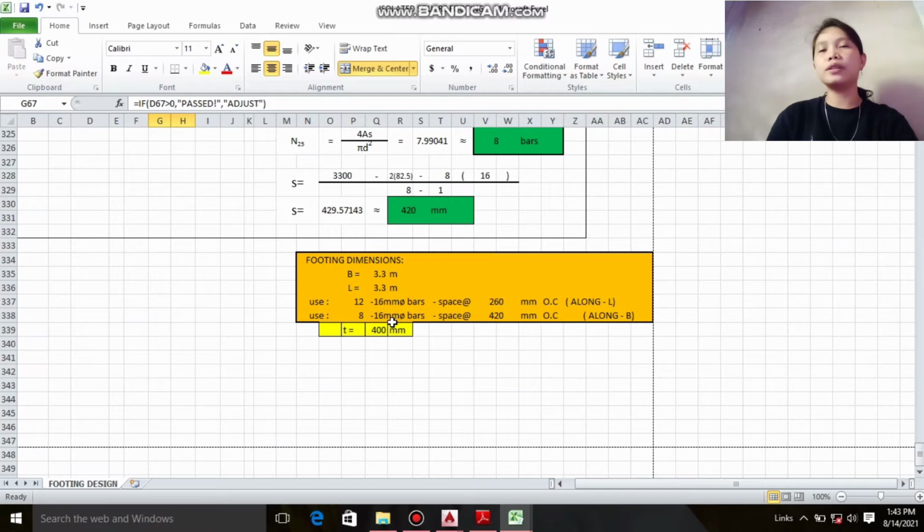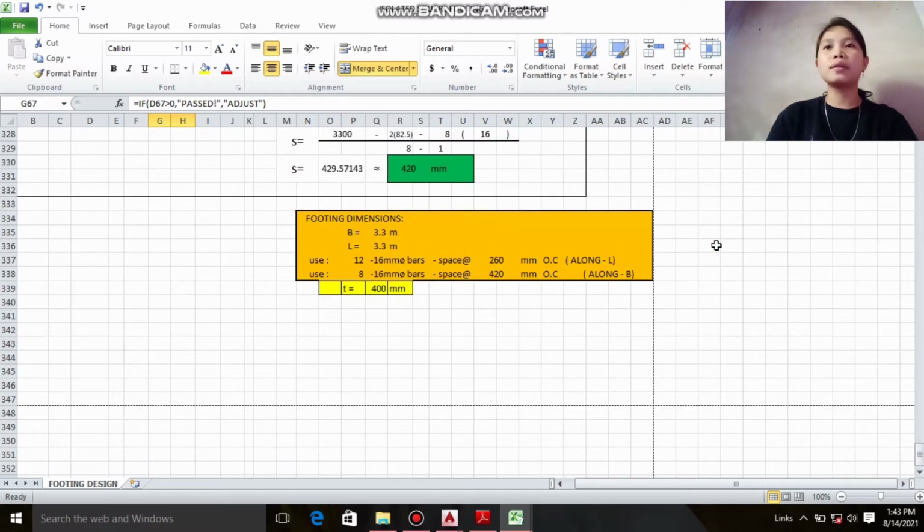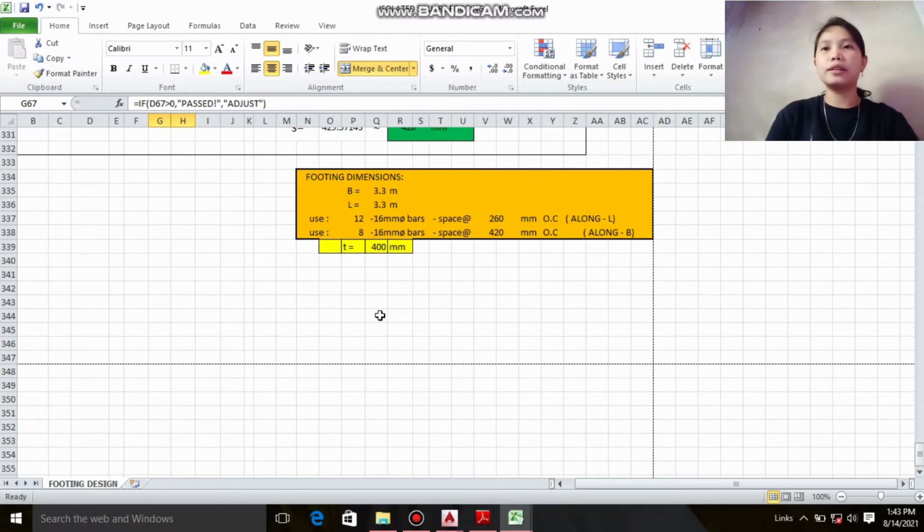So the footing dimension is base 3.3 m and length of 3.3 m. Use 12 bars of 16 mm diameter. Thickness of 400 mm.